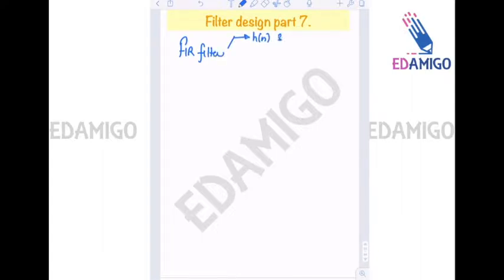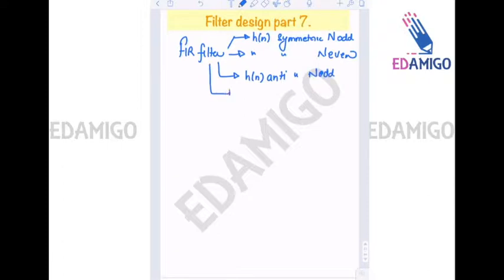that h[n] is symmetric where N is odd. The second is h[n] symmetric where N is even. Third is h[n] antisymmetric, N is odd, and the fourth is h[n] antisymmetric, N is even. So these are the 4 conditions of the FIR filters. We have seen that in the previous part.